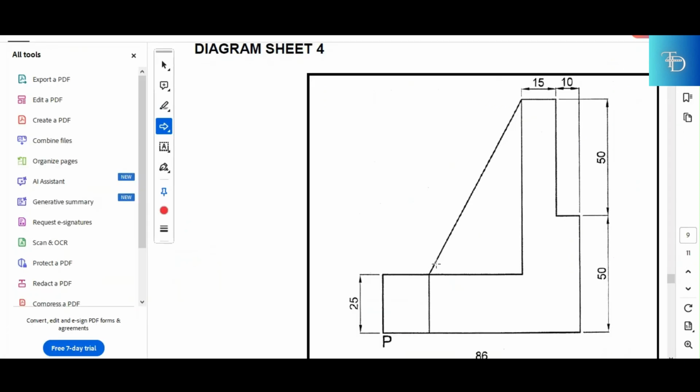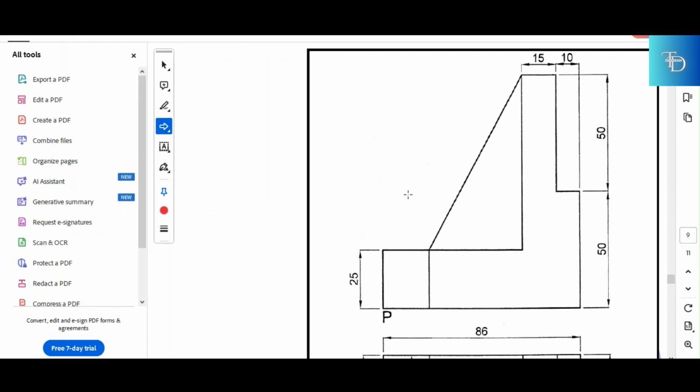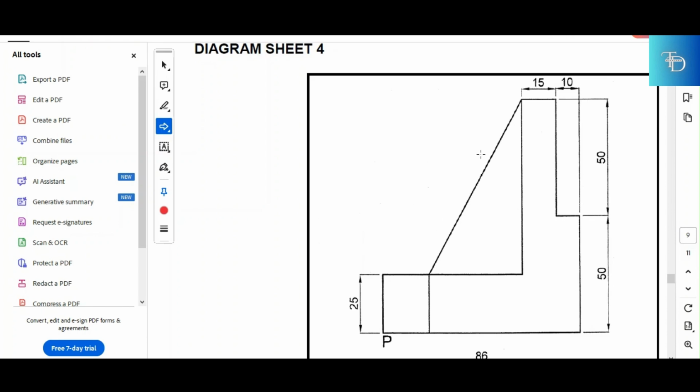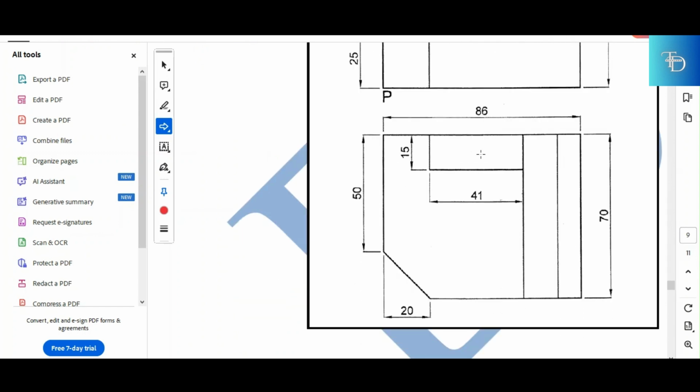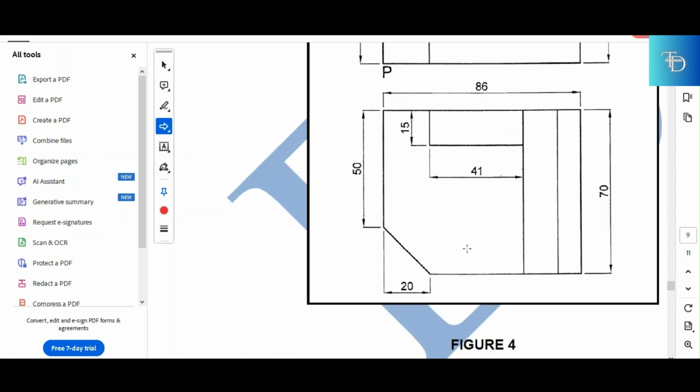Now you go back to your question to see if there's anything left. Now we're done with transferring the dimensions from the front view. Now let's go over and check our top if there's something missing. So you notice our top, we have that 15 there, we have that 50, we have that 20.